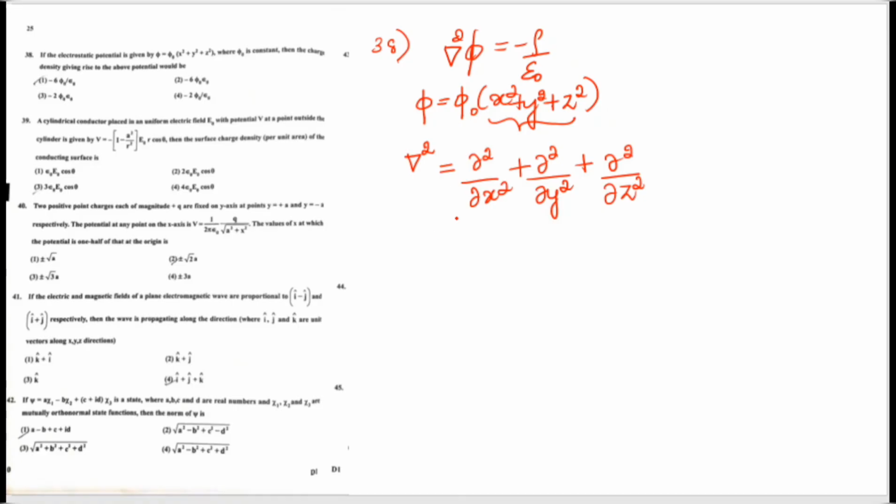So del square of phi will be del square divided by del x square of phi x. I am writing only phi x here because that is the partial derivative: we do the partial derivative with respect to x for x only. Here y and z remain constant for this function, so the function will be x only and y and z will be constant terms. That's why we are not taking them into consideration.